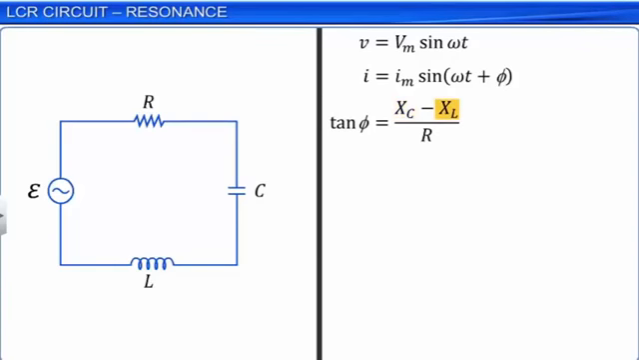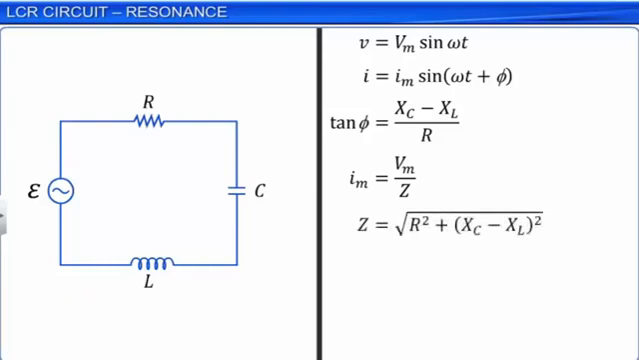We know that the amplitude of current Im in an LCR circuit is given by Vm by Z, where Z is the impedance of the circuit. In terms of capacitive reactance Xc and inductive reactance XL, we have Z equal to square root of R square plus (Xc minus XL) square. Substituting the value of Z, we get Im as Vm by square root of R square plus (Xc minus XL) square. Let this be equation 1.